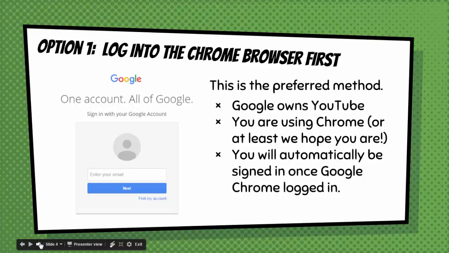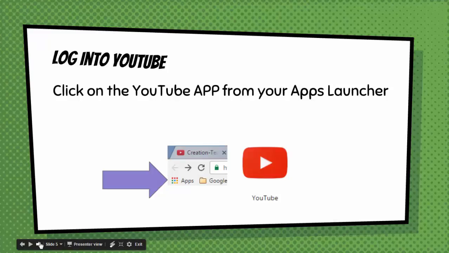We recommend signing into the Chrome browser first because then you will be able to use the one-click sign-in. Google owns YouTube, so it will incorporate your Google credentials automatically. Once you are in your Chrome browser, click on the colorful waffle or apps launcher in the top left side and then click on the YouTube app. You could also type YouTube into the Omnibox and it will get you there quickly as well.